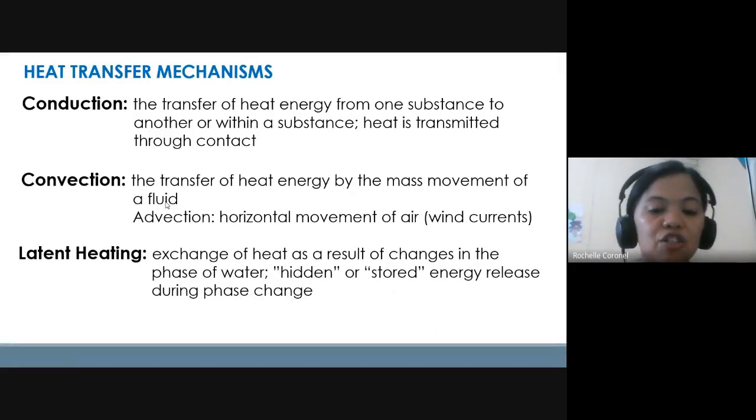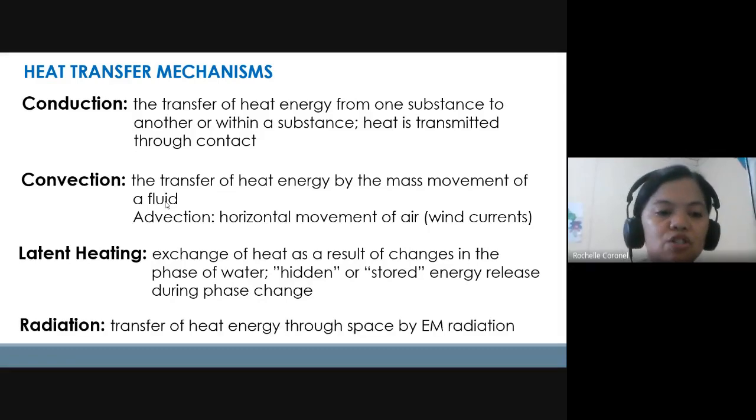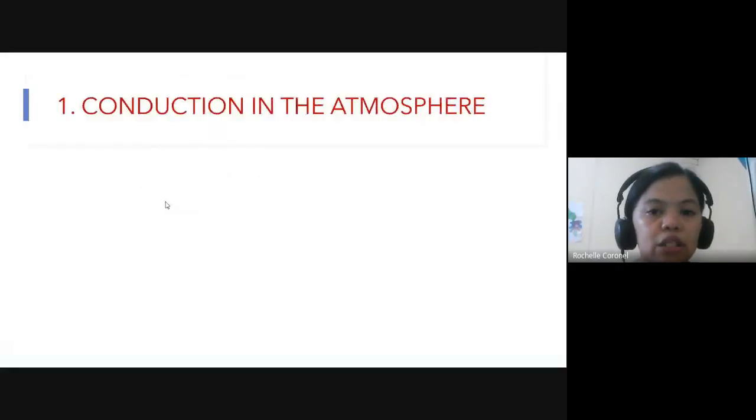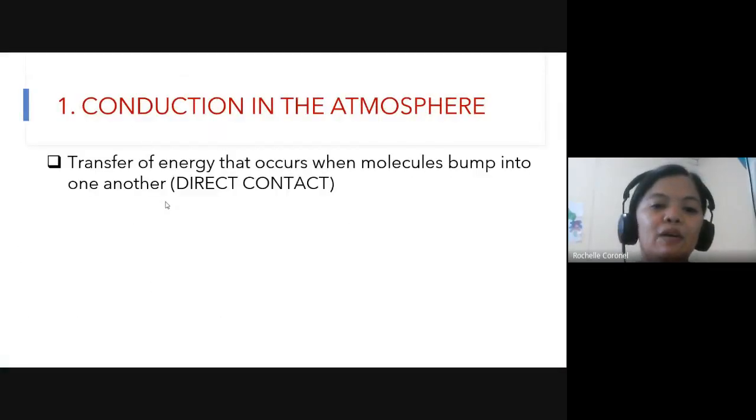Then, of course, latent heating: exchange of heat as a result of changes in the phase. We will talk about phase change of water in the atmosphere. It's also known as the hidden or stored energy released during phase change. And lastly, one of the most important heat transfers, of course, is radiation, the transfer of energy through space by electromagnetic radiation.